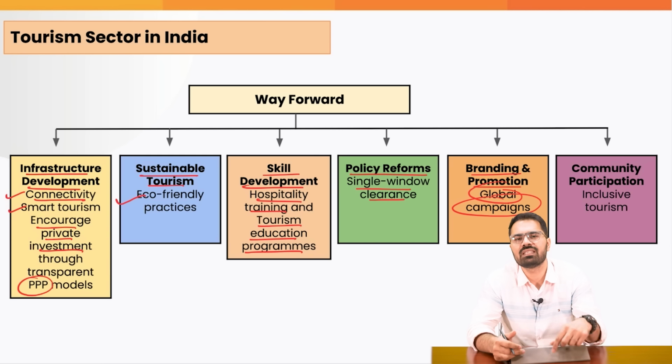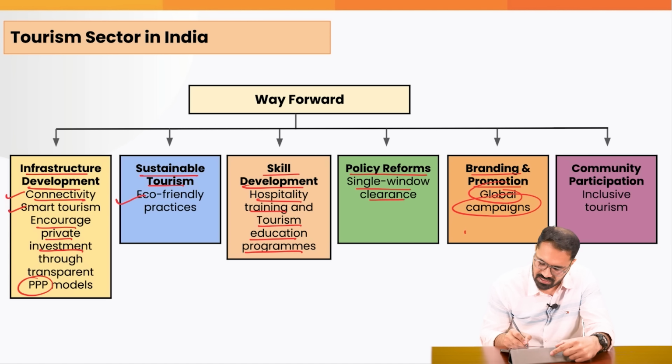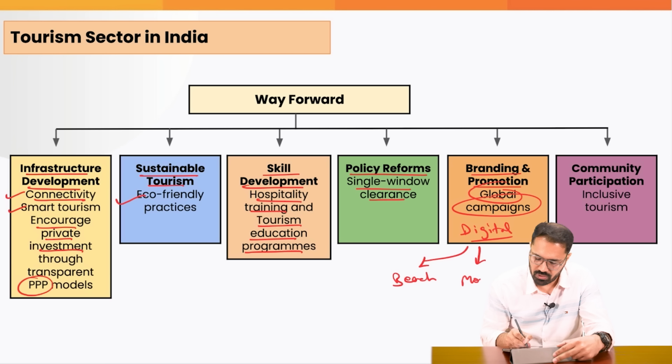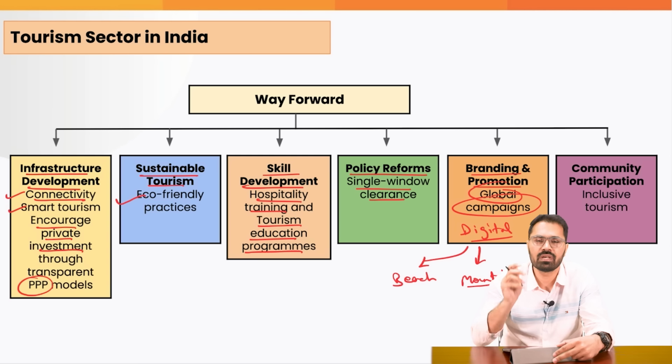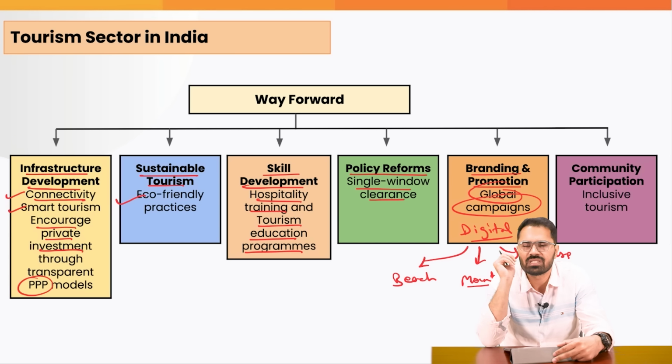Now see, global campaigns India is already doing, but now what we have to do is target-based global campaigns. At this time digital campaigns are being done, and for digital campaigns we can focus on different areas. For example, we can showcase beach ads to somebody who's interested in going to those places. We can showcase mountains to somebody who's interested in those places. We can show culture and temples to those people who can visit those places.